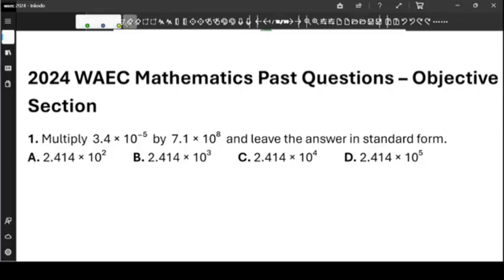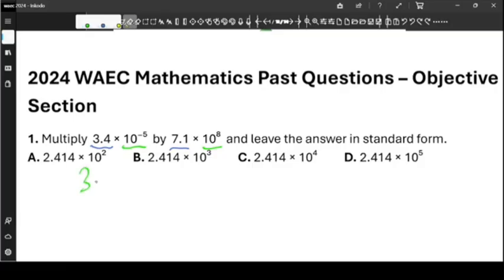So I'm going to be solving questions number 1 to 50, and we are going to start with question number 1 that says multiply 3.4 times 10 raised to the power minus 5 by 7.1 times 10 raised to the power 8 and leave the answer in standard form. All right, so how do we go about this? First of all, we are going to multiply these two numbers, 3.4 by 7.1, and then we would also multiply 10 raised to the power minus 5 by 10 raised to the power 8. Okay, so let's move forward.